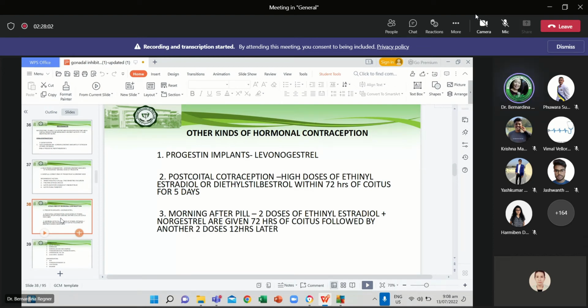2 doses? So, yeah, it's 4. You're going to give 2 doses or 2 preparations of ethinyl estradiol and norgestrel. How many hours? 72 hours. Followed by another 2 doses 12 hours later. So, after 72 hours, 12 hours later, you are going to give the 2 doses. So, a total of 4 doses.